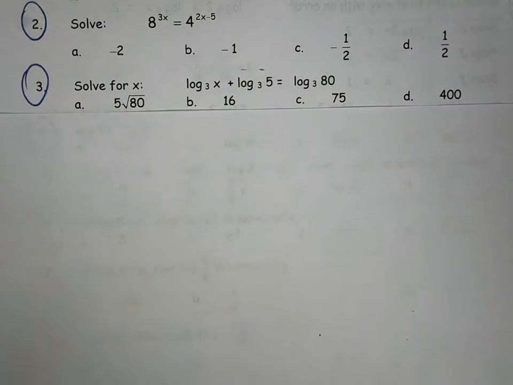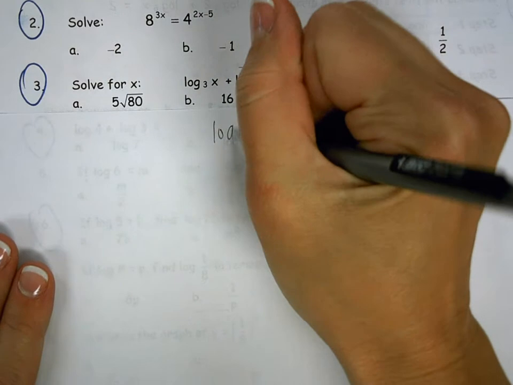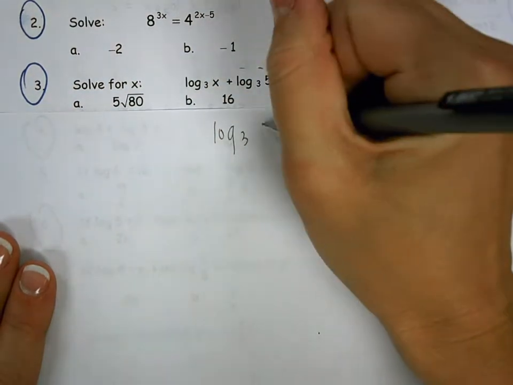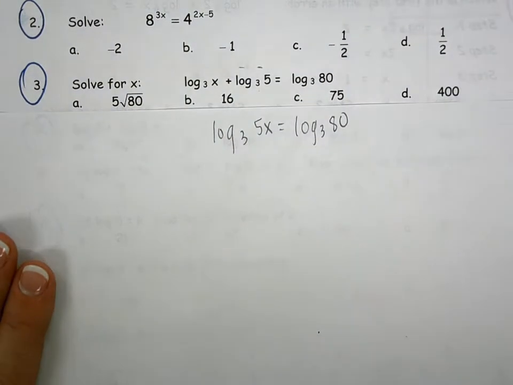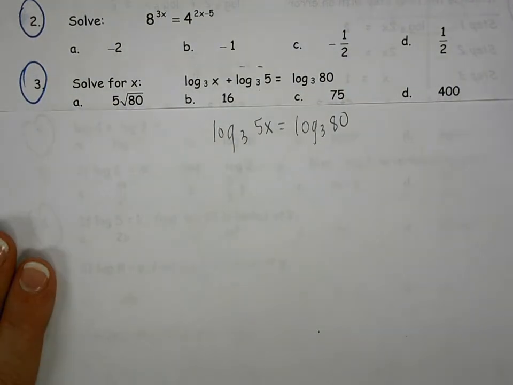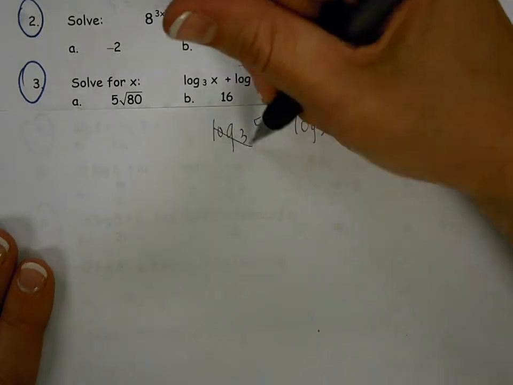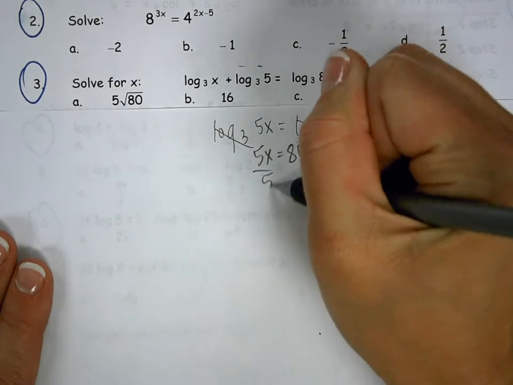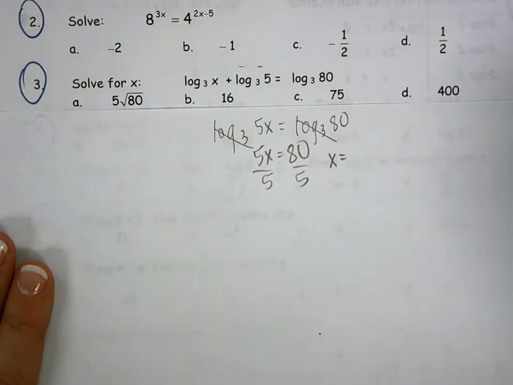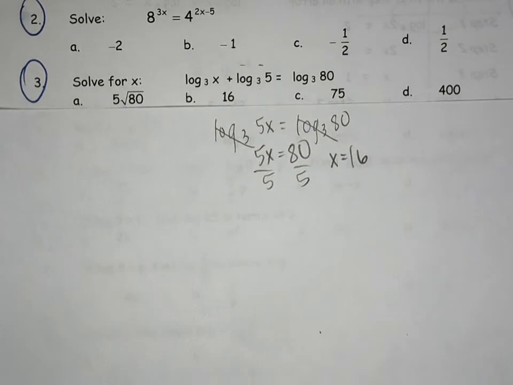So when you're dealing with logs, you want to try to condense them so that you have a single log on both sides. So if they are adding, how will we condense them? They change to multiplication. So this will be log base 3, and then x times 5, I'm going to write that as 5x, equals log base 3 of 80. Okay? Once you have a single log on both sides, what happens? We drop the logs. Okay, so now all I have is 5x equals 80, divide by 5, and we get x equals 16, which is B as in boy. Okay? Questions on 3?